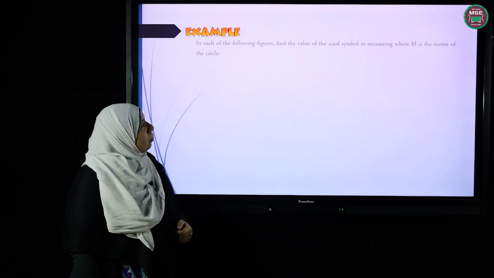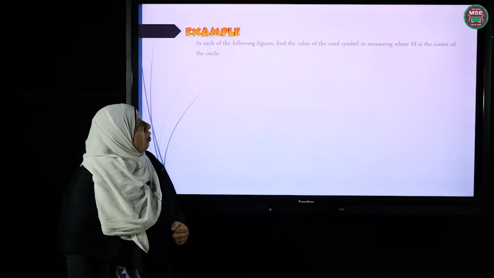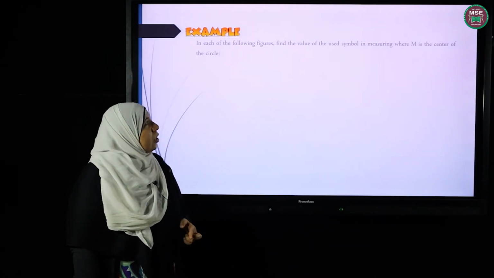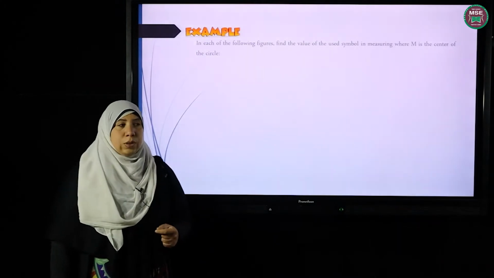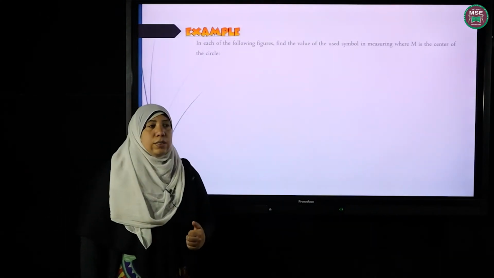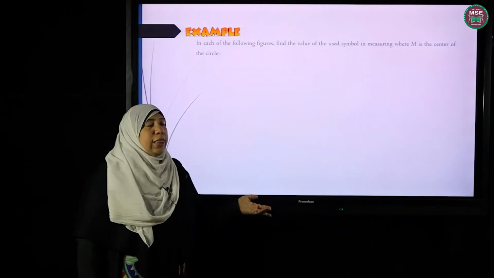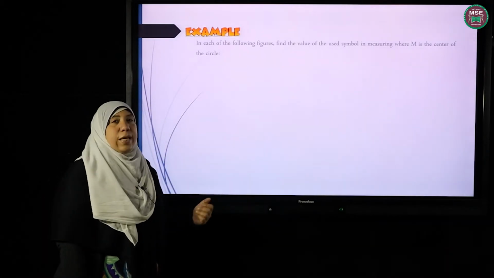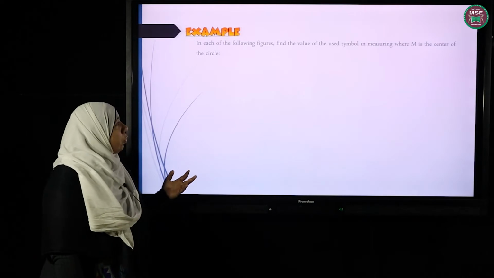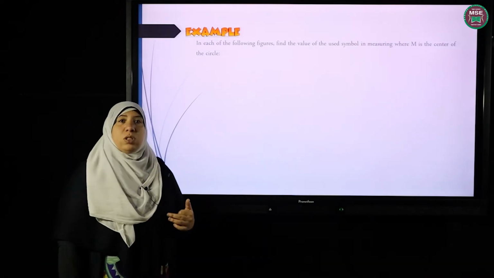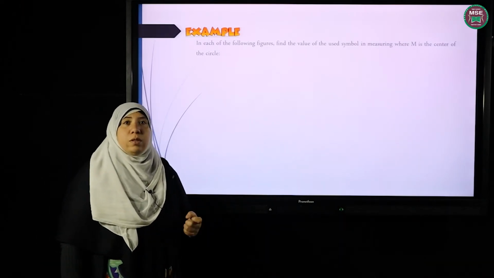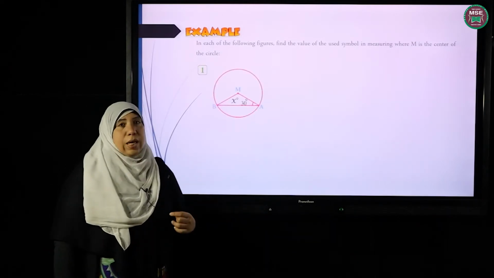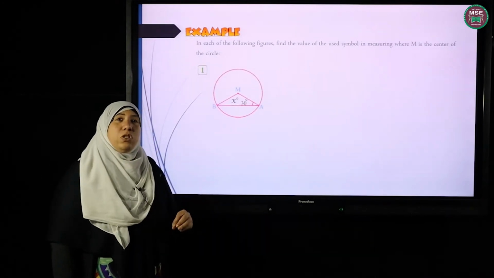Another example. In each of the following figures, find the value of x using the measure m in the center of the circle. We said in the last slide that all radii of the circle have equal lengths. So you have to memorize this information well, because we have a question like this. It depends on this information.